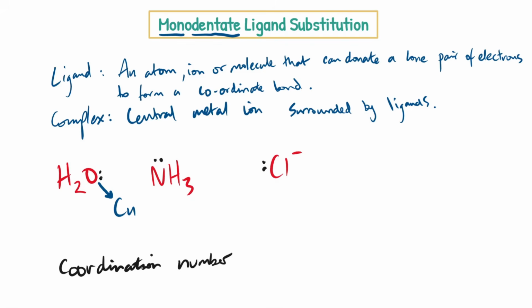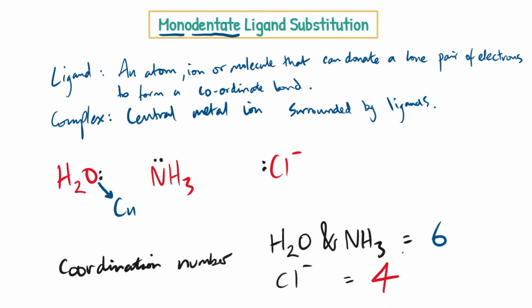Now, how many coordinate bonds are able to form when we're dealing with water and ammonia? You're going to be dealing with 6, okay? You're going to be dealing with 6 coordinate bonds forming. Therefore, the coordination number equals 6. So let's roll this out. H2O and ammonia equals 6 coordinate bonds. So you will get a coordination number of 6, right? For the entire complex. Now, it's slightly different for chloride ions. Chloride ions are going to give you a coordination number of 4. And that is because they form 4 coordinate bonds around the central metal ion, okay?